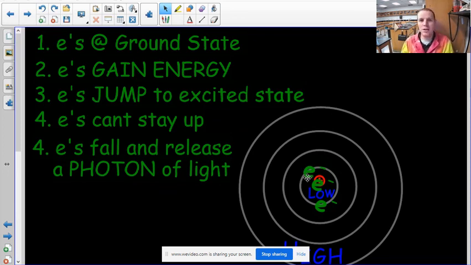That's History Atom Notes part number 3. That's how light is produced.